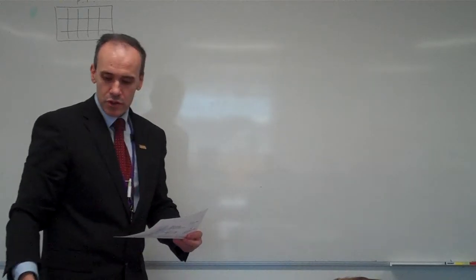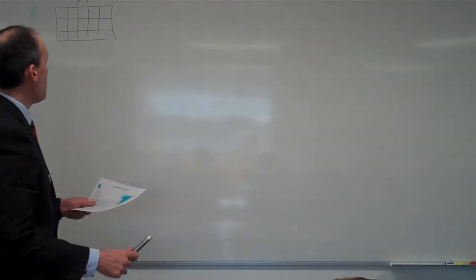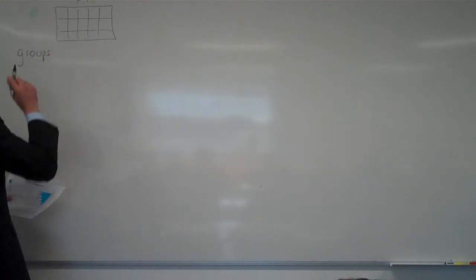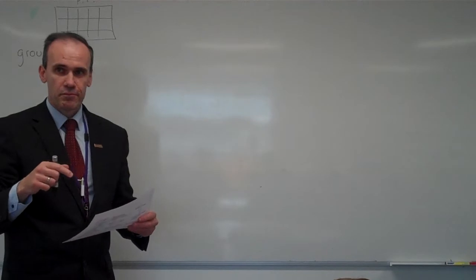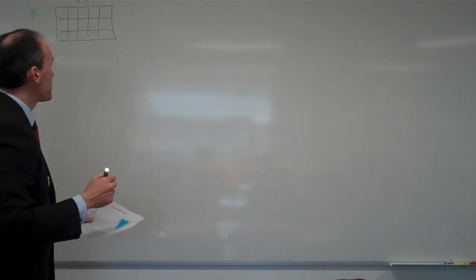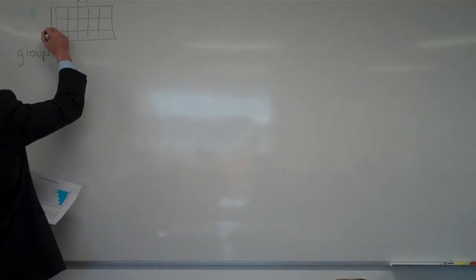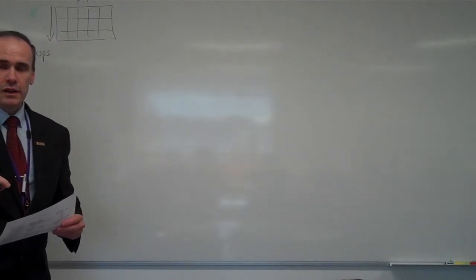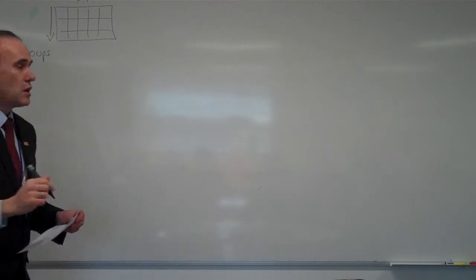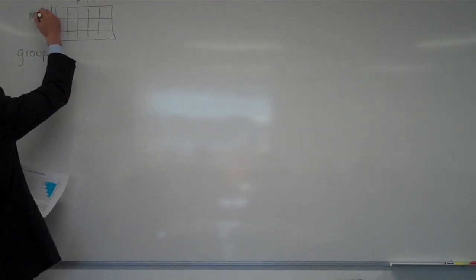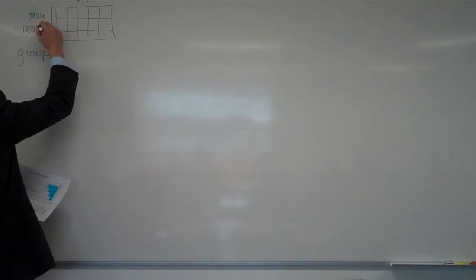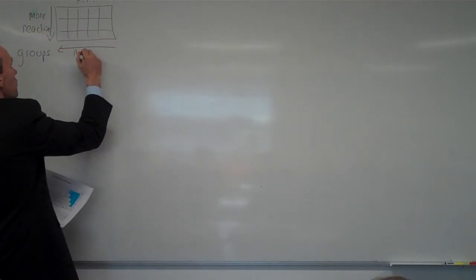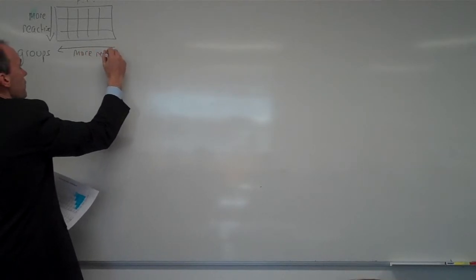So, what should your periodic table show? You should have, for a start, what are groups? Do they go across or do they go down? Down. Groups go down the periodic table, and as you go down the table, are you more reactive or less reactive? More. So it's more reactive as you go down. And as you go across, it is also more reactive.